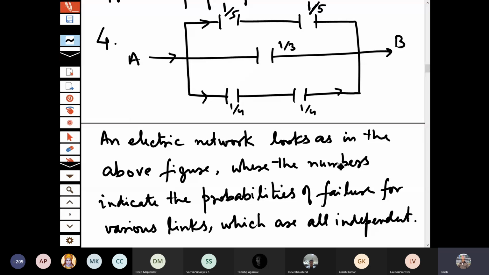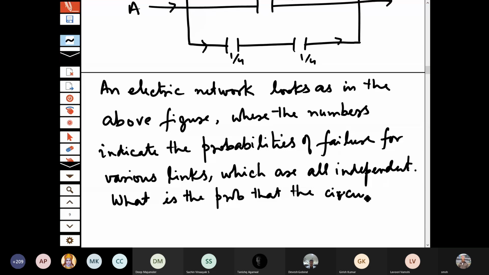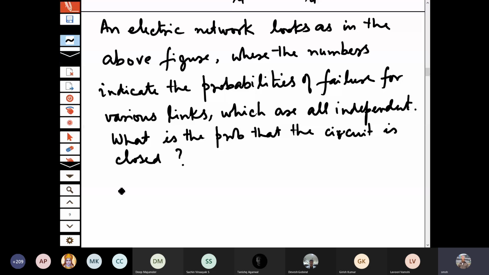Okay. So we are asking the question, what is the probability, for example, that the current flows from A to B? So let us look at this. We can consider the three paths as E1, E2, E3.